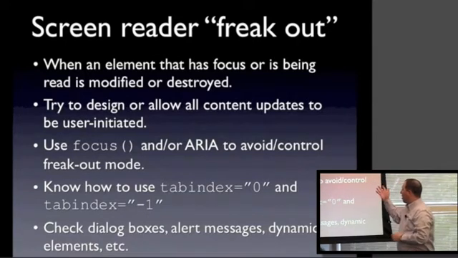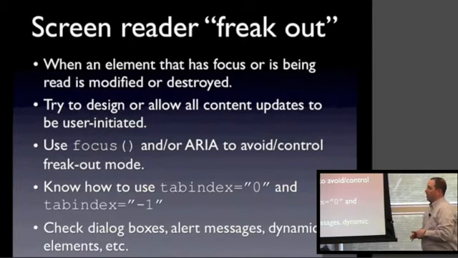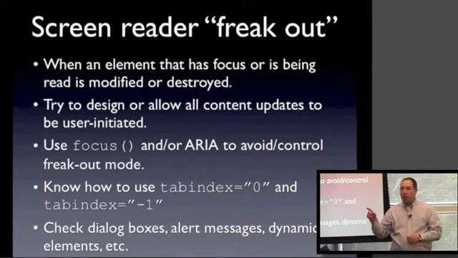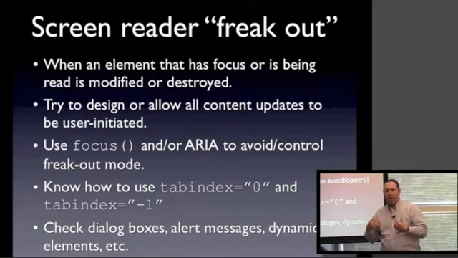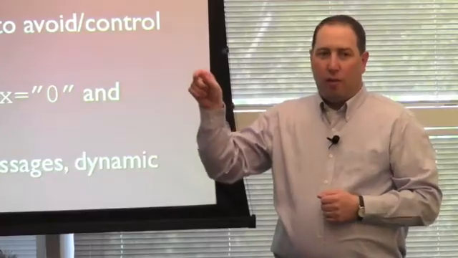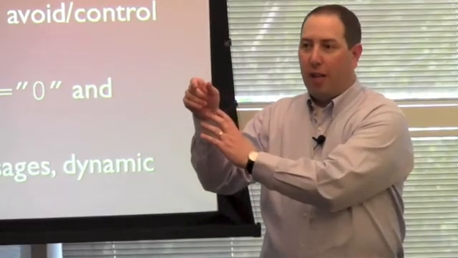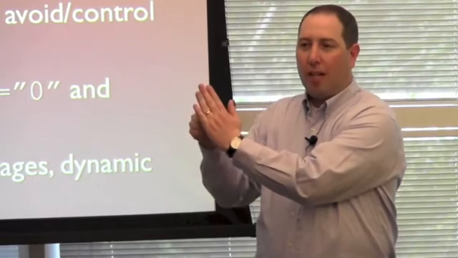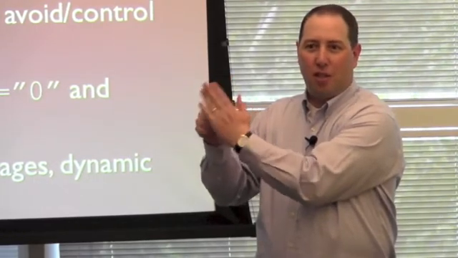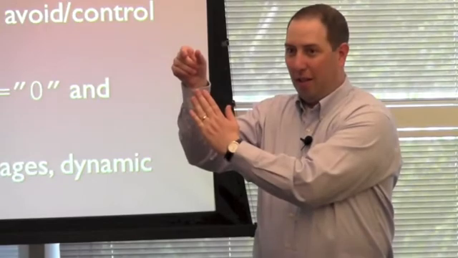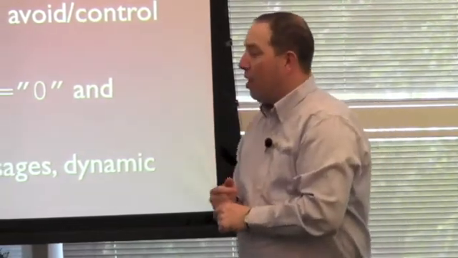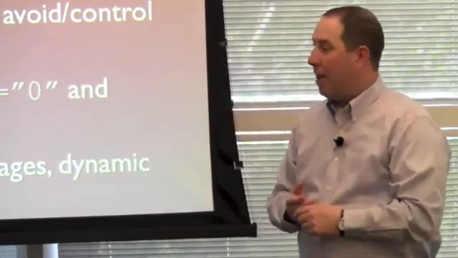So usually you want to try to design or allow content updates to be user initiated. So instead of automatically refreshing the stock quotes, maybe there's an option or a link where I can either turn off auto updates or refresh to get the new update. So make it so I initiate it. If you do it that way, there's no way you can get freak out mode. If I'm on a refresh link and the content updates below it, there's no way I can be in that content when it refreshes. The only way it refreshes is if I activate the link. So freak out mode is impossible. So that's a great approach to this. Doesn't always work. Sometimes we have content that has to update.